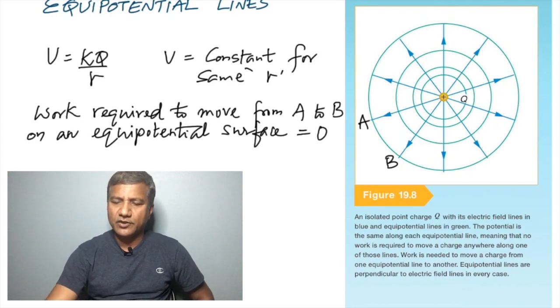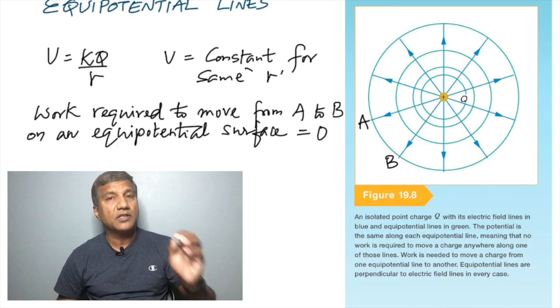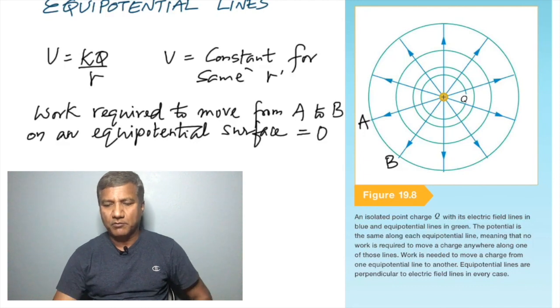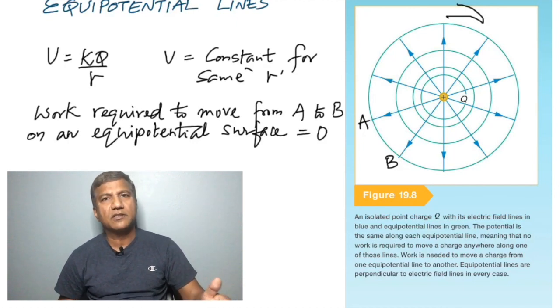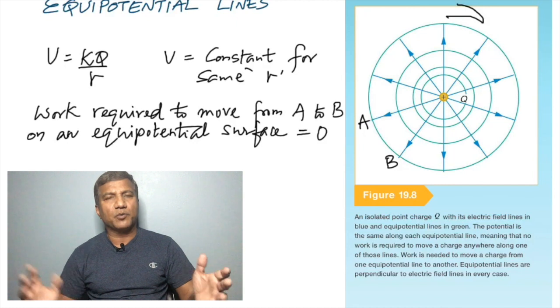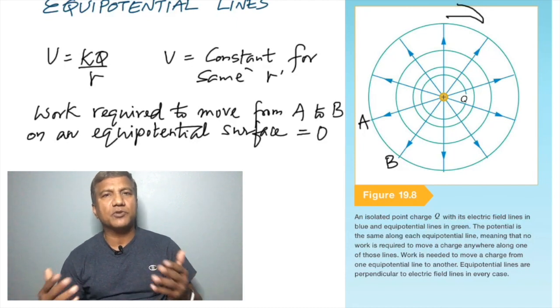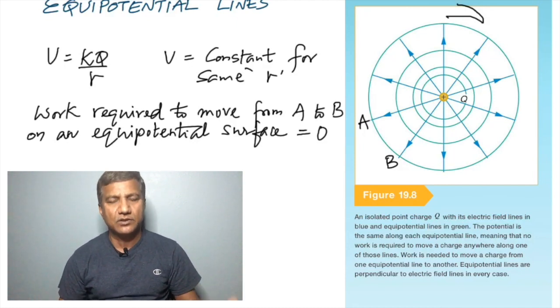And imagine that you want to move a charge from this point to this point on the same equipotential surface. How much work do you have to do? Well, by definition of potential, you don't have to do any work, because the potential at these 2 points is the same. The work done is zero. So remember that the work required to move a charge between any 2 points on an equipotential surface is zero.